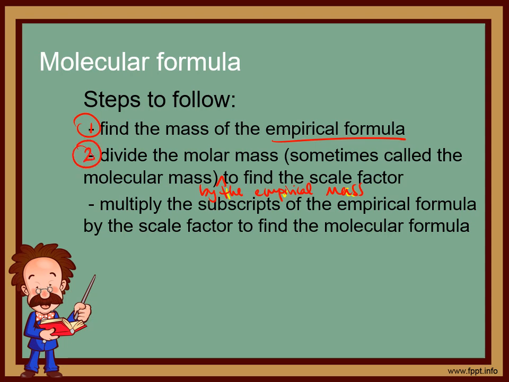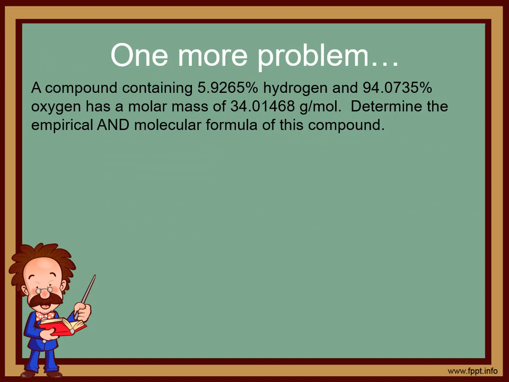Step 2, find the molecular mass. It should be given to you in the question. You're going to divide that molecular mass by the empirical mass to find your scale factor. Use that scale factor, multiply the subscripts of the empirical formula by that scale factor that you just found to find the molecular formula. All right, so this one, 2-part question, and then we're calling it a day, my friends.